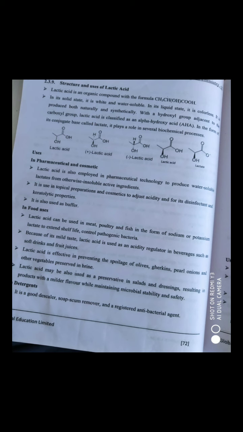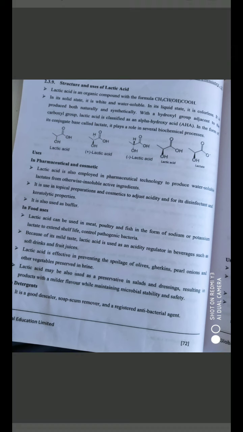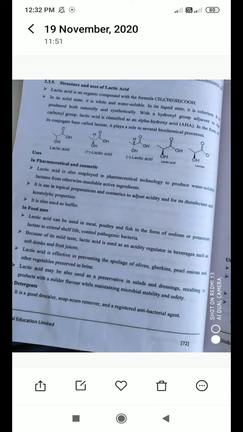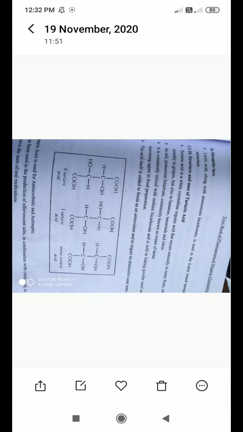Then detergent. It is a good descaler, soap scum remover and a registered antibacterial agent. It can act as a detergent. Descaling means that some spotting or stains can be removed through this lactic acid. It can act as an antibacterial agent. Antibacterial agent means it acts against bacteria.